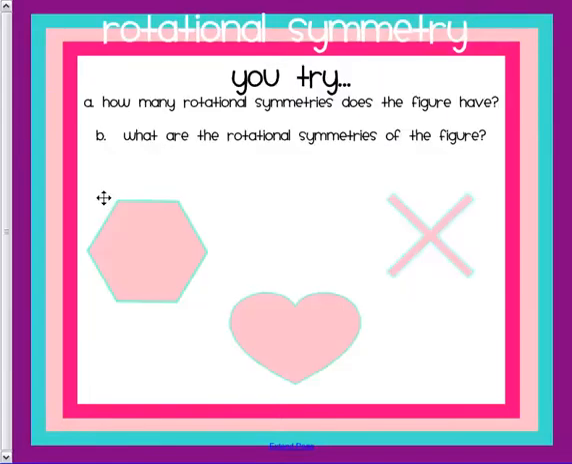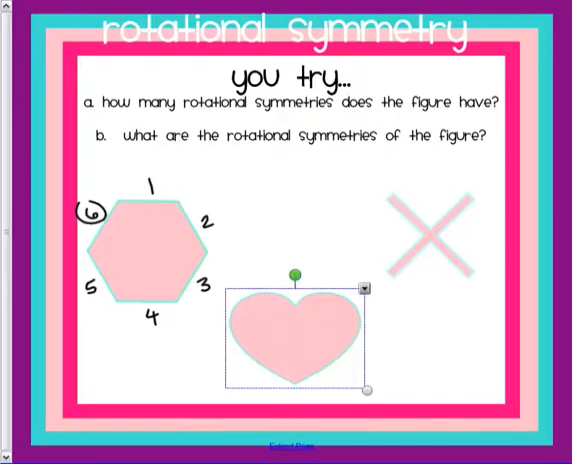Okay, so you try these. How many rotational symmetries does each figure have, and what are they? Go ahead and pause the video and try it. Okay, I'm going to show you. When we rotate this figure, it looks like itself here, here, here, here, here, and here. So it has 1, 2, 3, 4, 5, 6 rotational symmetries.